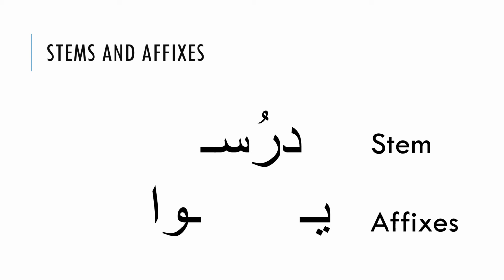The affixes stay the same across all verbs, so we could have a different verb. We could say, yuruhu, they go. Aruh, I go. Turuhi, she goes. The affixes will tell us who's doing it, and the stem tells us what's being done and how it's pronounced.